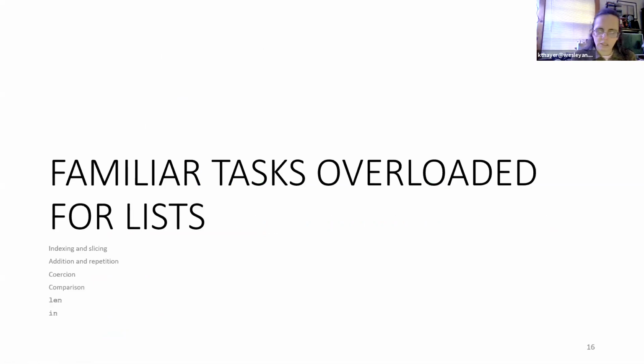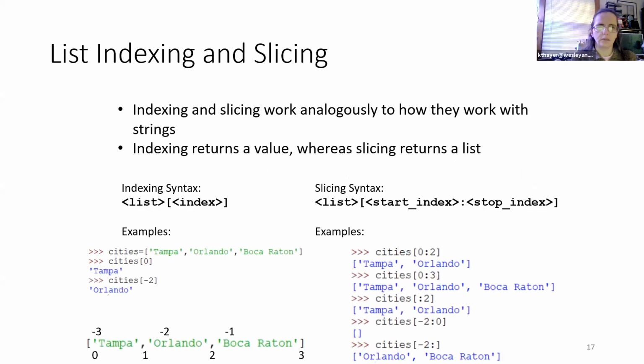Familiar tasks overloaded for lists. There's a number of things we've already learned how to do using strings that are overloaded for lists. So we can do indexing and slicing. We've seen that with strings, and how it works with lists is very similar. So here's our indexing syntax. We have a list, and then we have our square bracket, which innocently looks like little brackets like you might have for parentheses, but in fact, they're an operator. So don't forget that. Those operators are going to tell you which position you're going to pull out. So let's take a look.